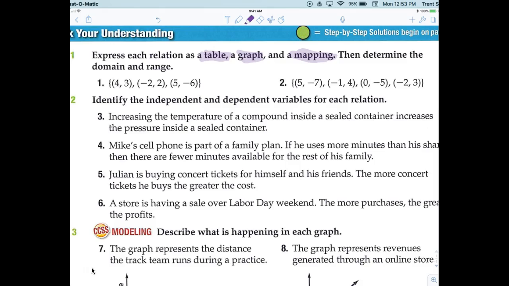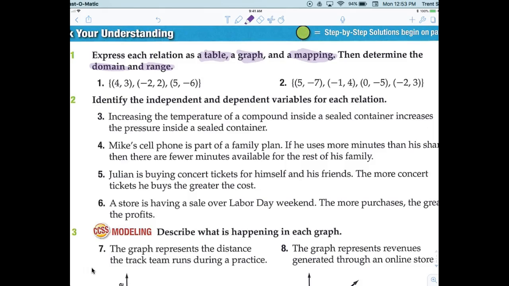Then you have to determine the domain. Does anybody remember what the domain is? It's like the first number in the ordered pair. That's exactly right, which is the x values. Very good. So the domain is just a list of all the x values. And then the range would be a list of all the second numbers, the y values. Perfect. So the domain is just a list of the x's, and the range is a list of the y's. That's all there is to it.